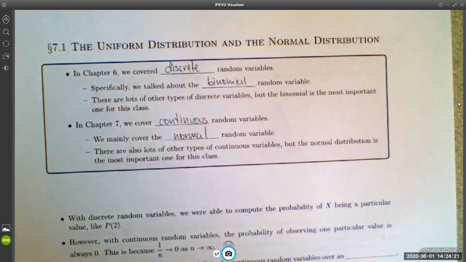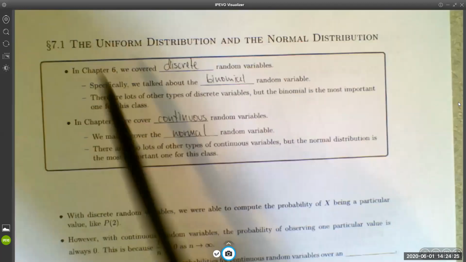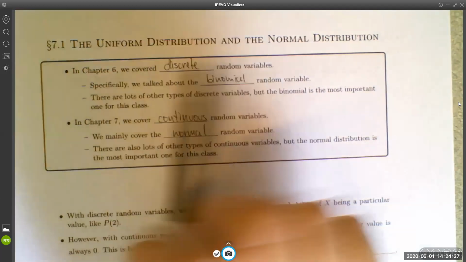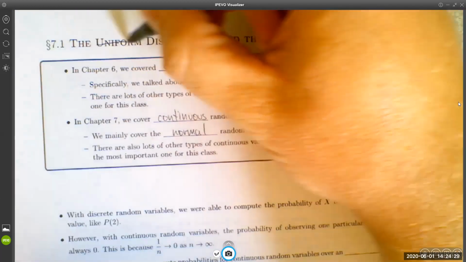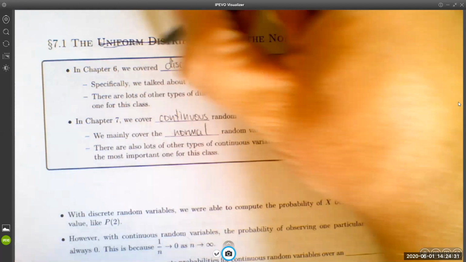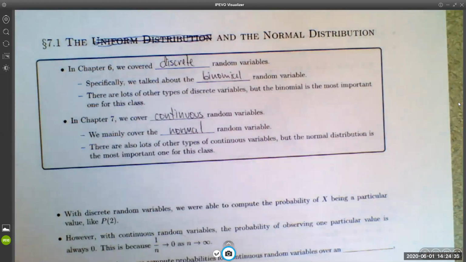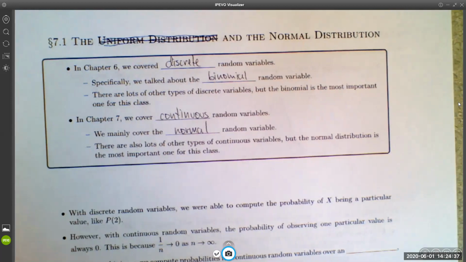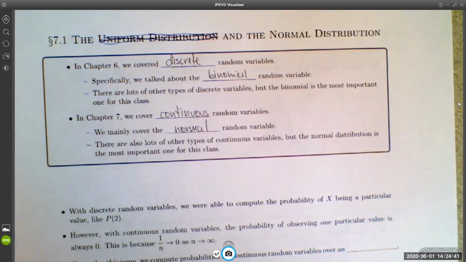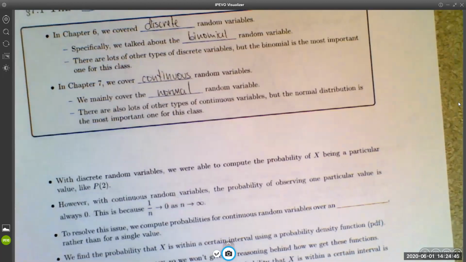There are lots of other kinds of continuous variables. Like one of the variables that is talked about in 7.1 is the uniform variable, so the uniform distribution, but we're actually not going to cover that. And there are other kinds of continuous variables as well, but we're just going to focus on the normal variable because that's the most important one. That's the one that comes up over and over and over again in this course.